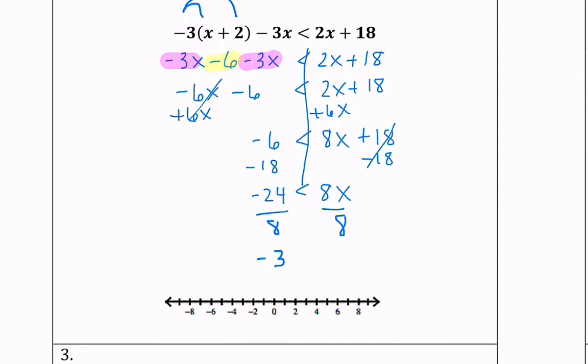There is no reason, and I think this is where a lot of students mess up. They see that this is a negative 24 right here, so they think they need to flip the sign. Did we divide by a negative number? No, we divided by a positive 8, so there's no reason to flip our sign.